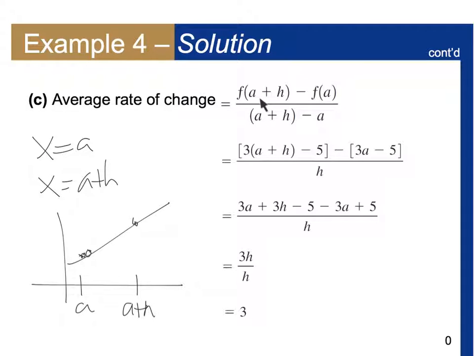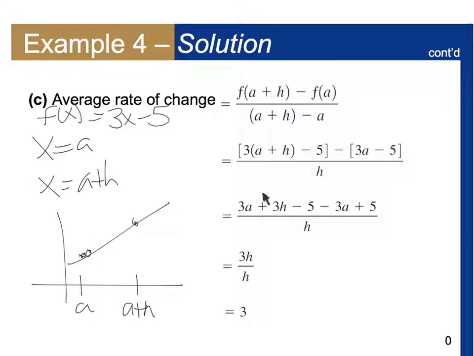So f of a plus h minus f of a over a plus h minus a. Okay, so we're going to put it into our function, which is, again, f of x equals 3x minus 5. So we're going to put a plus h into our function instead of x. So that would be 3 times a plus h minus 5 minus 3 times a minus 5. That would be f of a. Okay. And then we take a plus h minus a. The a's cancel and we just get h.